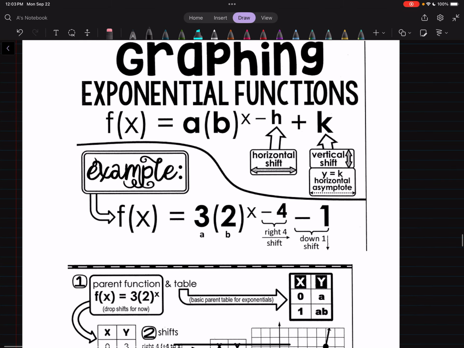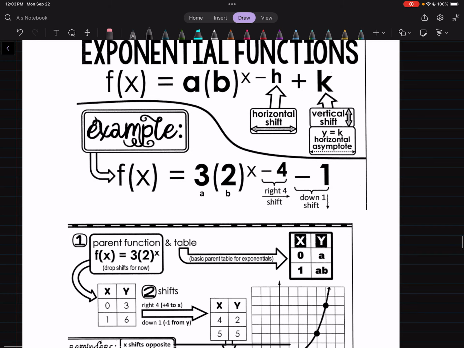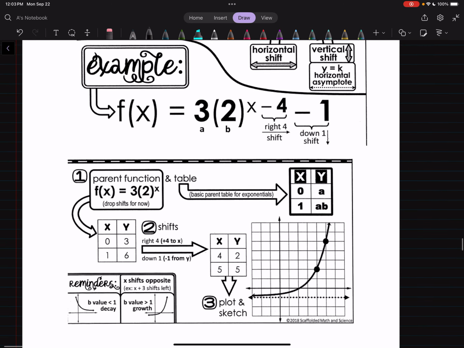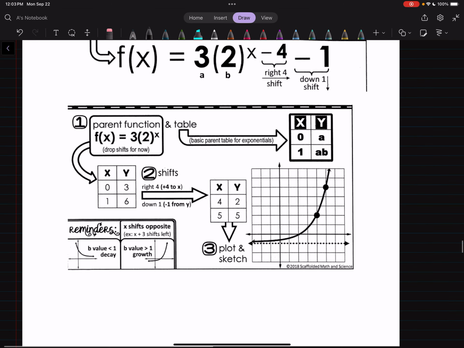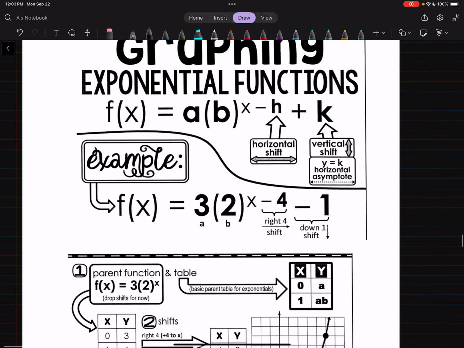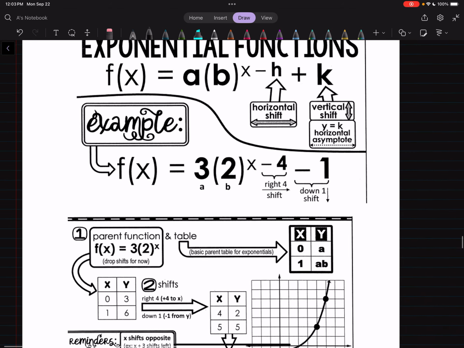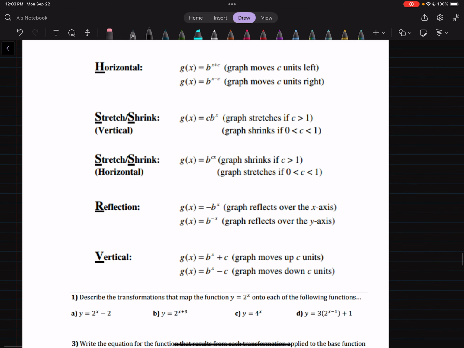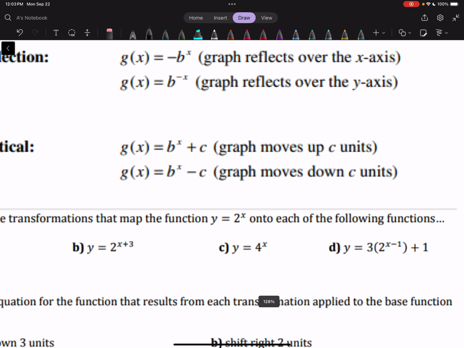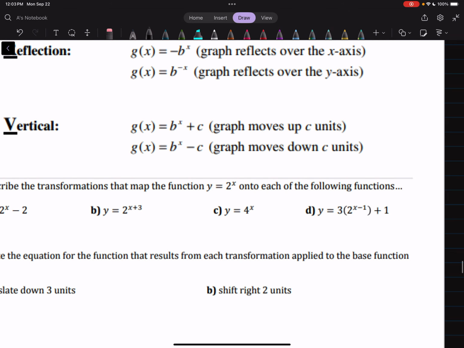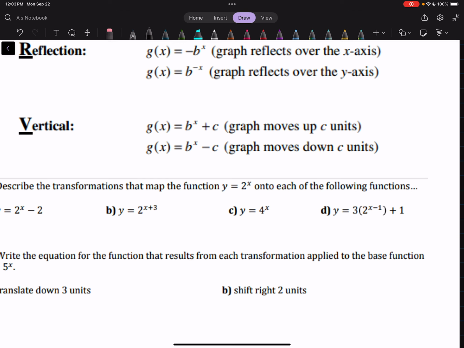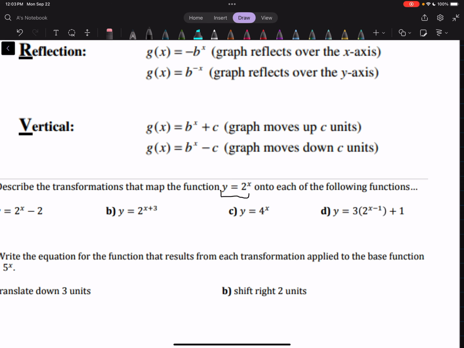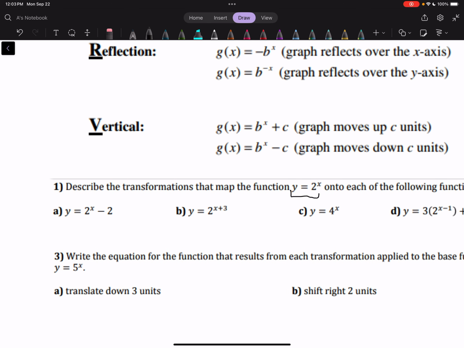Graphing exponential functions. On this page are several different key things about how you can transform an exponential function. So look at the transformations, but there is nothing to add. You just need to know all of those. Here it is broken down per transformation. All right, describe the transformations that map the function y equals 2 to the power of x onto each of the following functions. Notice this is giving me the base function 2 to the power of x.